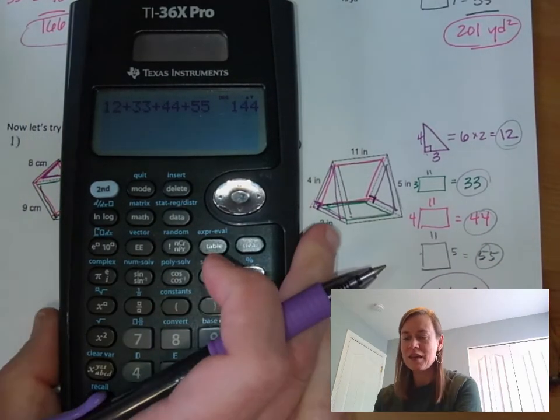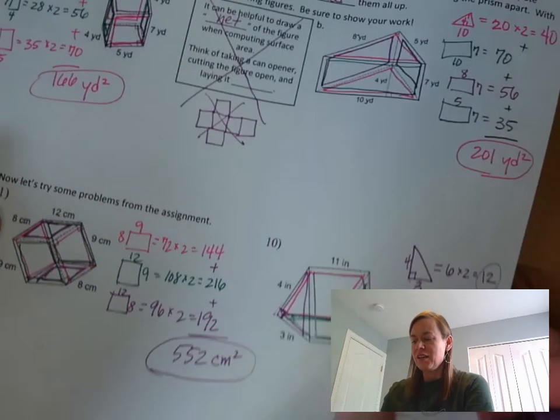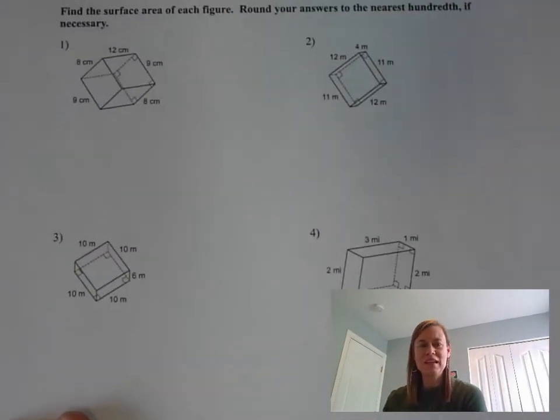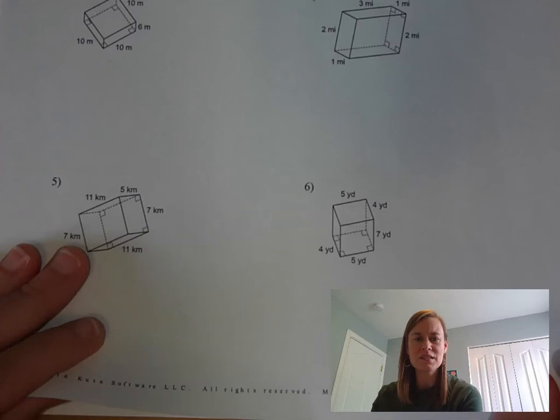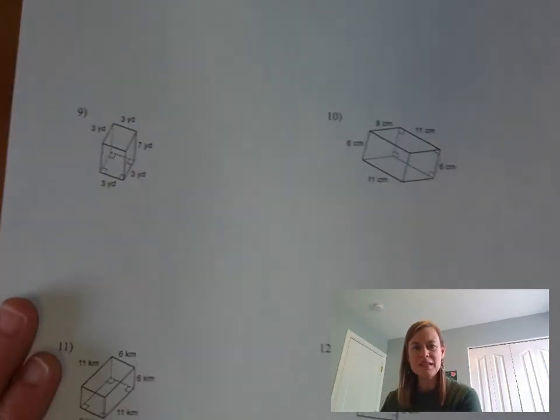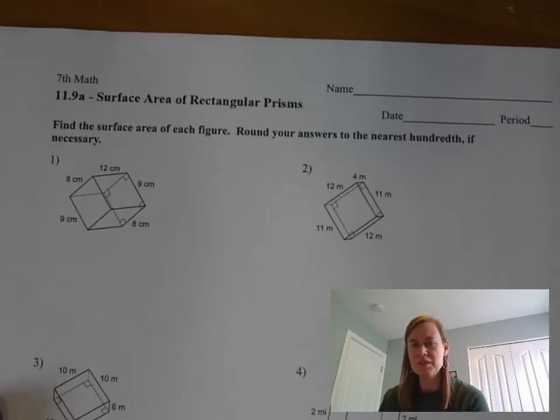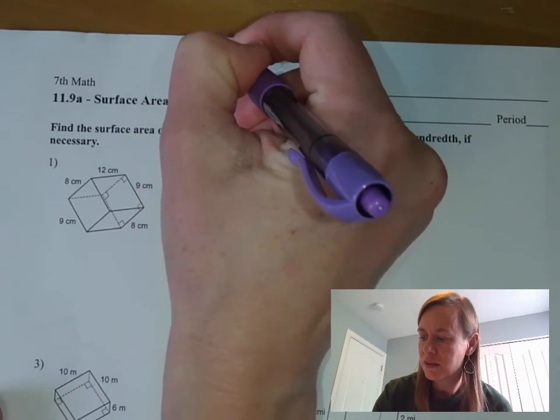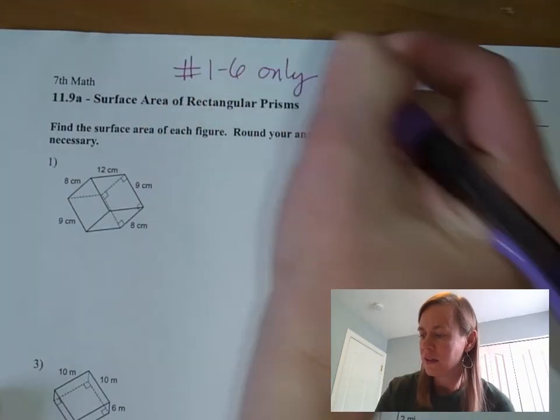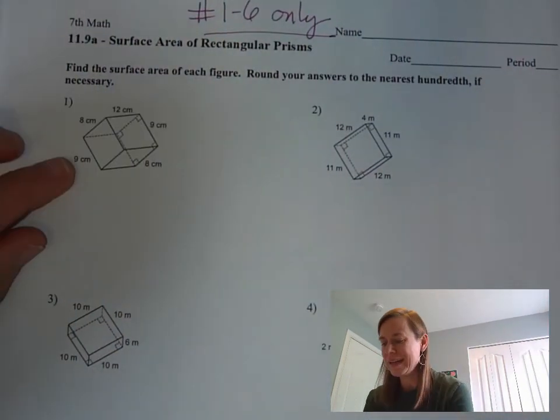Okay, so let's take a quick peek at the assignment together. You know what, it's 2 pages and each problem takes quite a bit of doing, so you know what I'm going to say? I'm going to say do the front page only. Let's just do numbers 1 through 6 only. 1 through 6 only. Now, is there anything different about any of these problems?